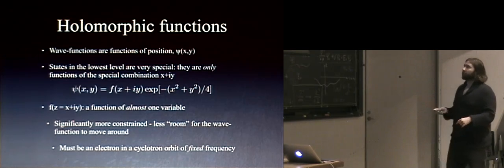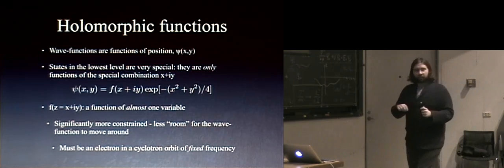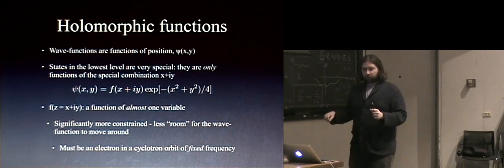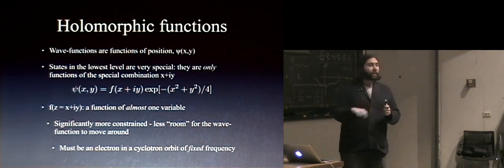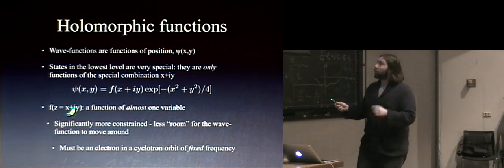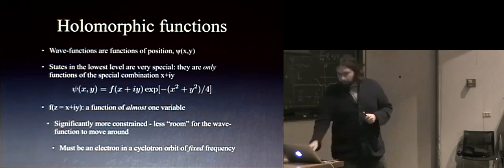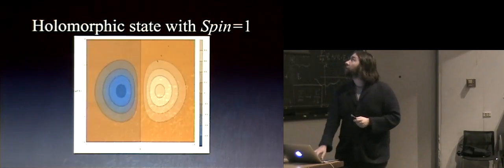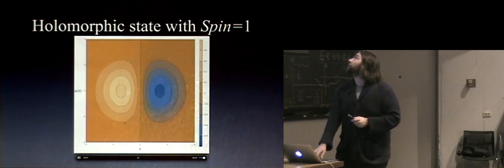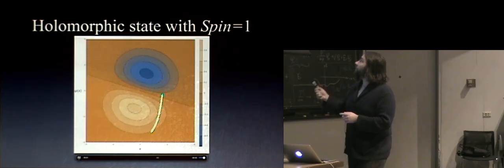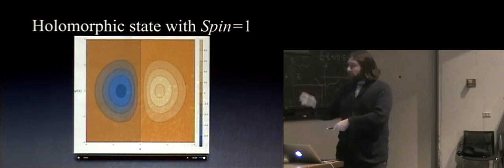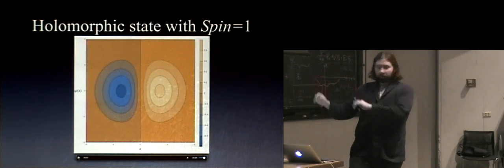Another way of thinking of this is that all of these states in the lowest Landau level are electrons orbiting with the same cyclotron frequency. That's a semi-classical picture, but that's roughly what this means. So we can see some pictures. This is a nice holomorphic wave function that just has spin 1. You see it's rotating at some frequency. This is a pictorial representation of the wave function.